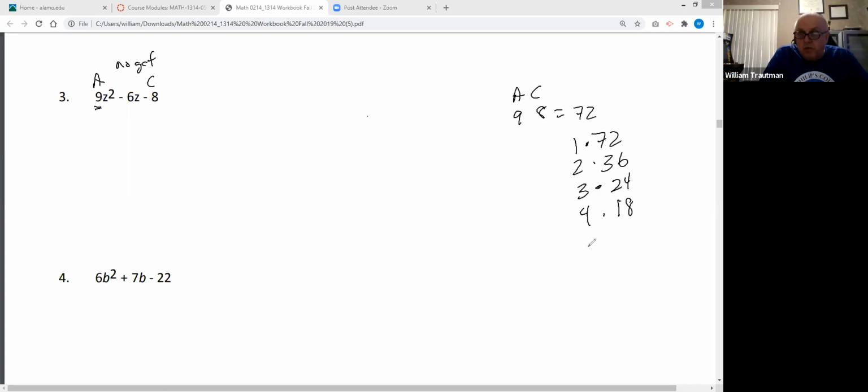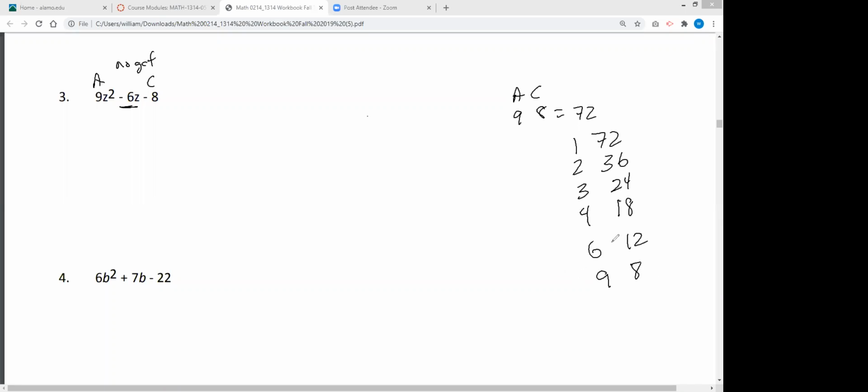72 divided by 5, no. By 6, yes. 6 times 12 is 72. And then there's one more: 9 times 8 is 72. Maybe I should have said 8 times 9, because 8 comes first. So these are all the pairs that multiply together to equal 72. Which one, when I add or subtract them, equals a -6? We want to know which one equals a -6.